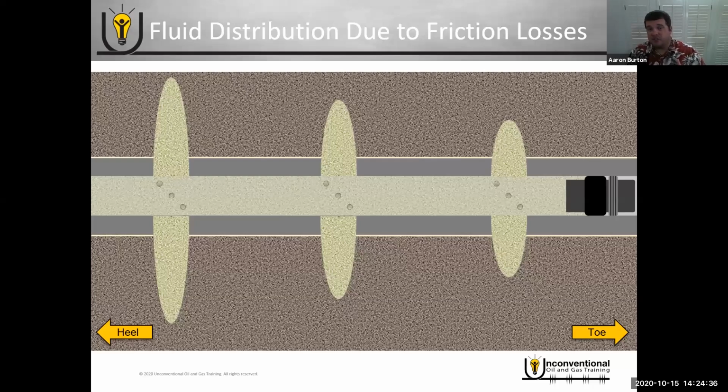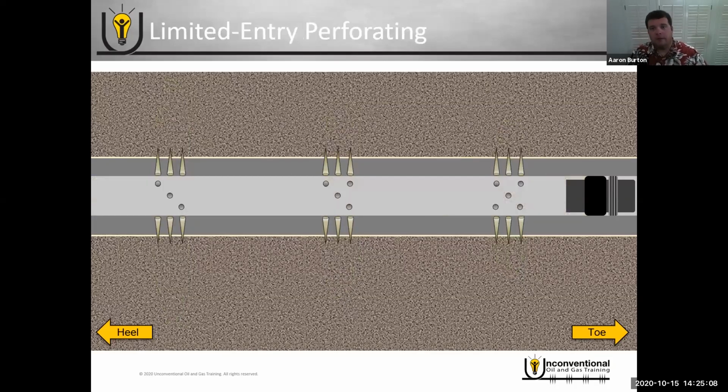Now this is an extremely simple view. As far as the fluid distribution, it's an extremely complicated subject, because you're talking about different rock properties in each perforation, different flow patterns, things like that. But this is just a really simple way to visualize what we're trying to do and what we're trying to overcome when we're talking about limited entry perforating. So we'll stick with just a very simple example of just the friction loss. So how would we overcome that? That's where the technique called limited entry perforating comes into play.